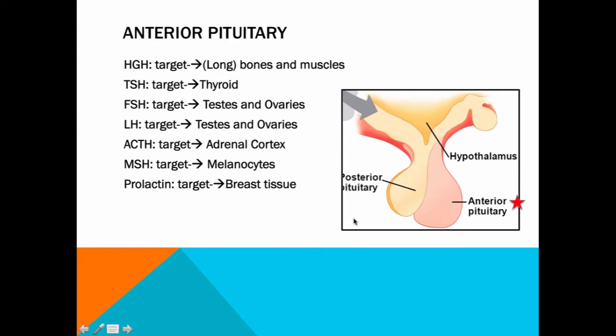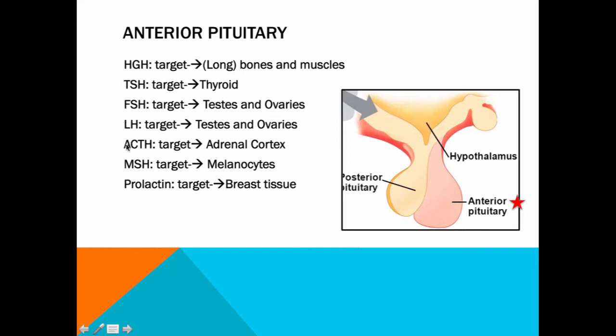Hormones associated with the anterior pituitary include the human growth hormone, whose target tissue is bones and muscles. And it helps to stimulate cell growth and division. And remember, this is coming from the anterior pituitary. Also, thyroid stimulating hormone, also known as thyrotropin. Its target tissue would be the thyroid. And it helps to regulate the release of thyroid hormone.